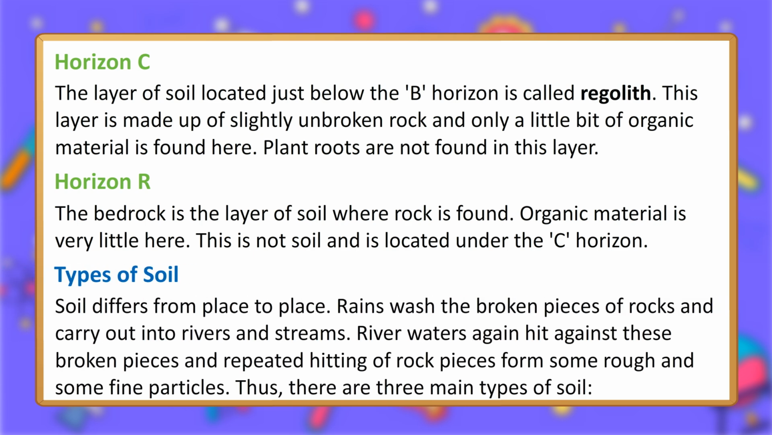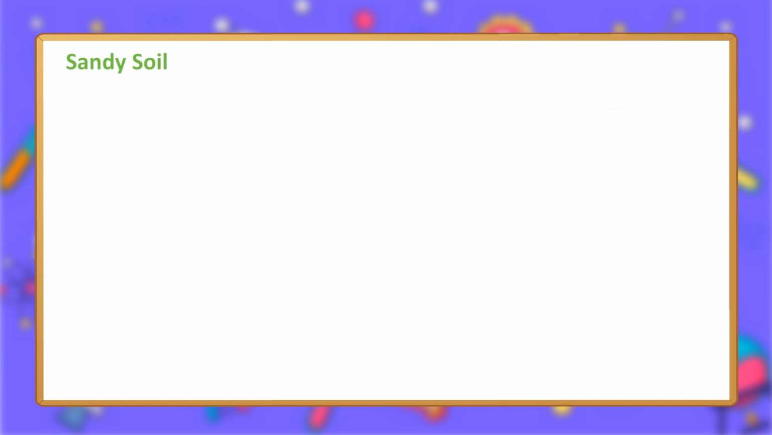Types of soil. Soil differs from place to place. Rains wash the broken pieces of rocks and carry them out into rivers and streams. River waters again hit against these broken pieces and repeated hitting of rock pieces forms some rough and some fine particles. Thus, there are three main types of soil.